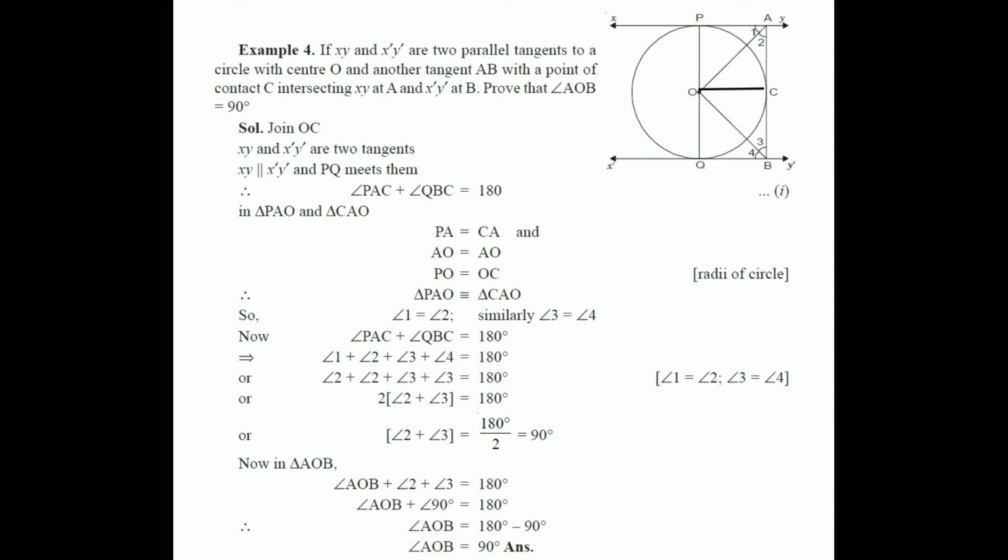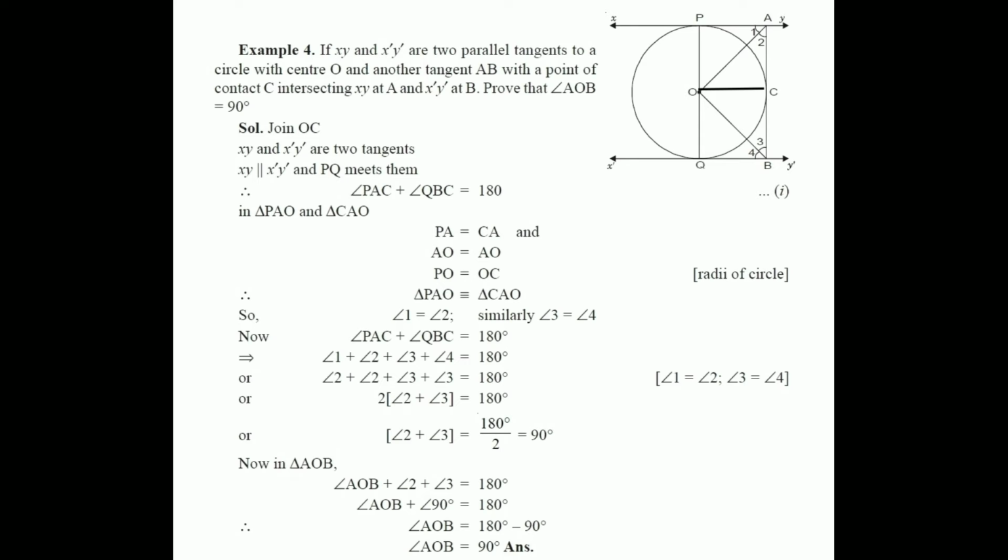Now take the triangle PAO and triangle CAO. Look at the figure carefully. In these two triangles, side PA of the first triangle is the same as side CA of the second triangle. Why? Because these are the lengths of tangents drawn from exterior point A. It is always equal. So PA is equal to CA.